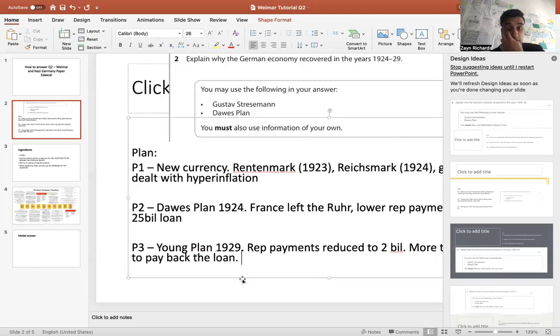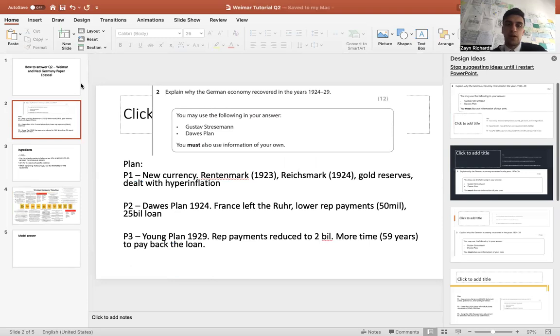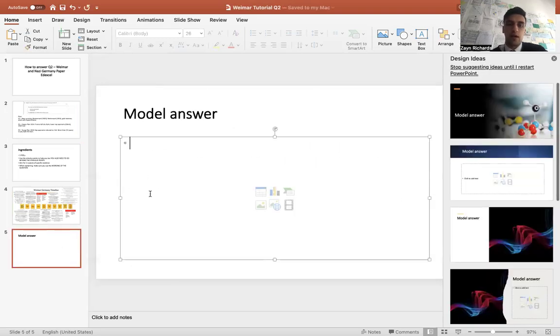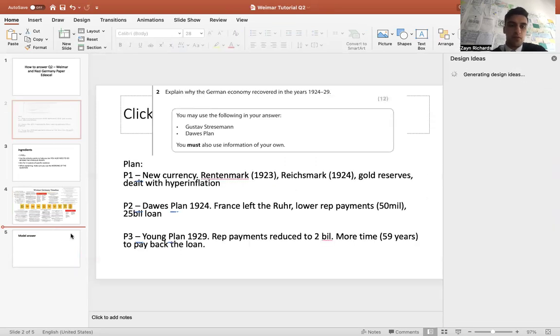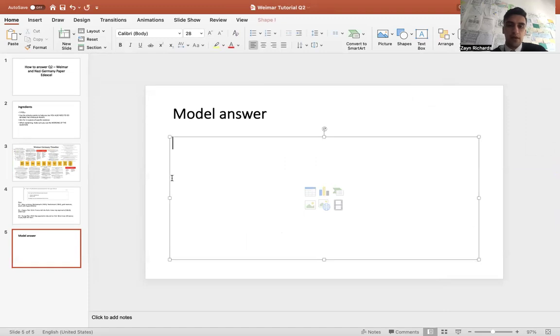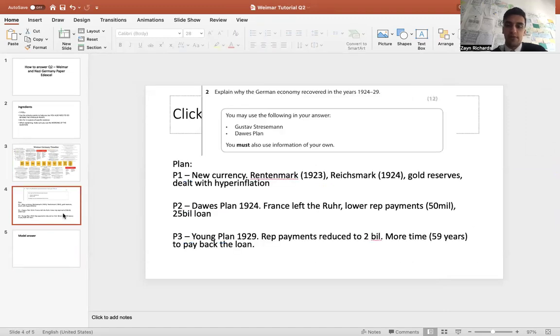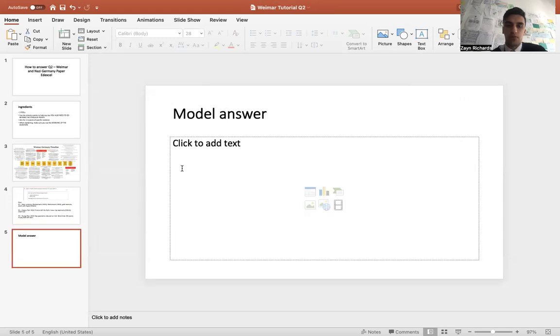Right, so that's basically what I do in the exam. I'd spend maybe a minute or two, just jot down my 3 points and maybe jot down what I'm going to talk about. That should not take any longer than that. And then in terms of the paragraph itself, I'm going to write, probably the most tricky one, the Rentenmark paragraph. So let's do that one.